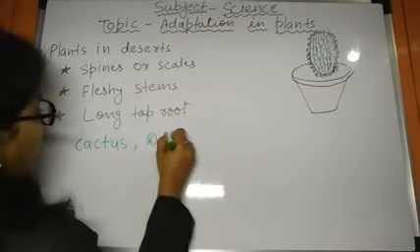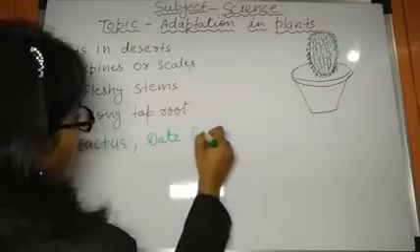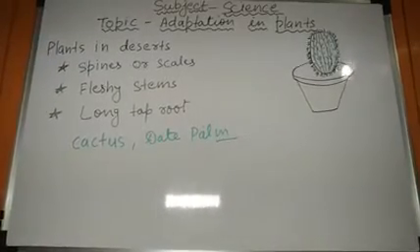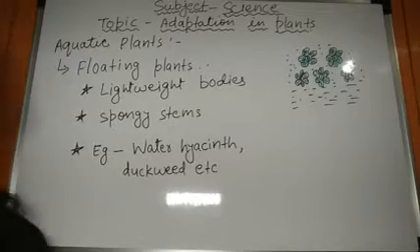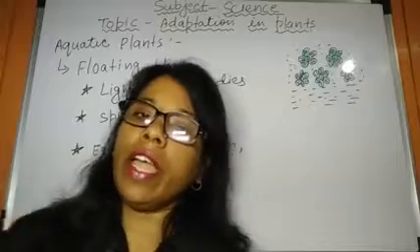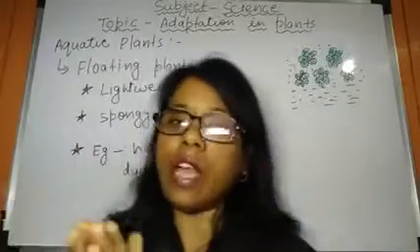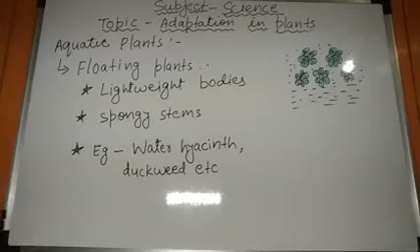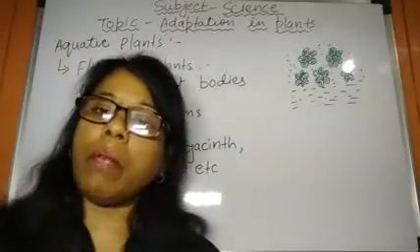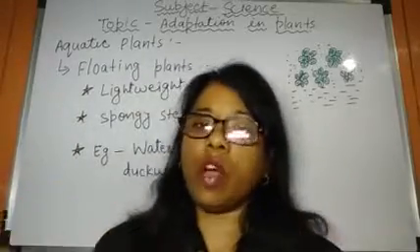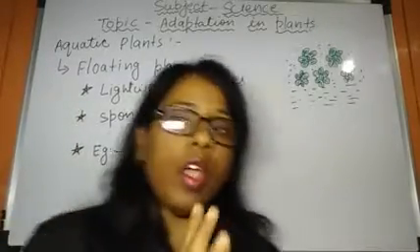Cactus, date palm. These are the desert plants. The second type of plants are aquatic plants. Plants that live in water or on the surface of water. So the first type of plant is floating plants. Aquatic plants, floating plants means that live on the surface of water, that float on water.